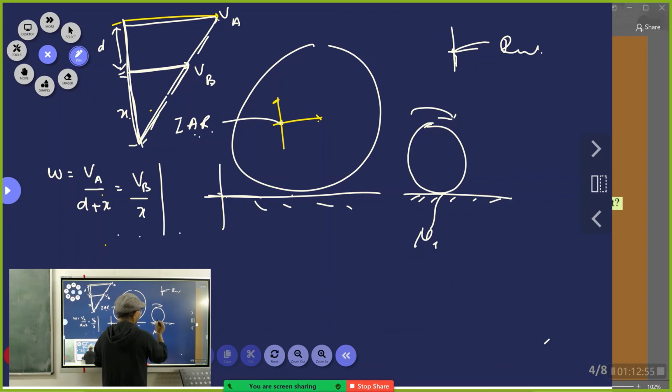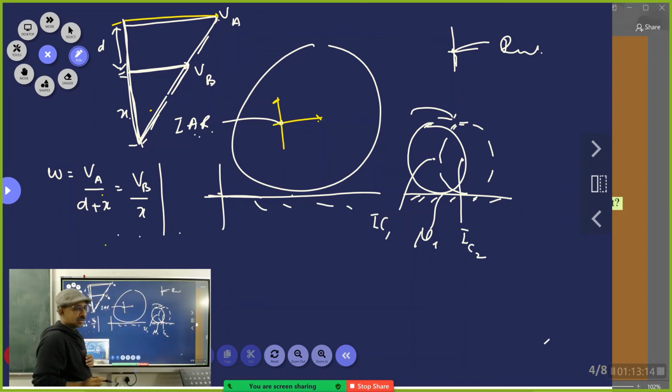So at a given instant of time, this will be IC1. Correct? At the next instant, this will be here, so this will be IC2. This is IC1, this is IC2. This is rolling. I pushed it and left my hand. It is rolling. Got it? I am not holding my hand onto that end.